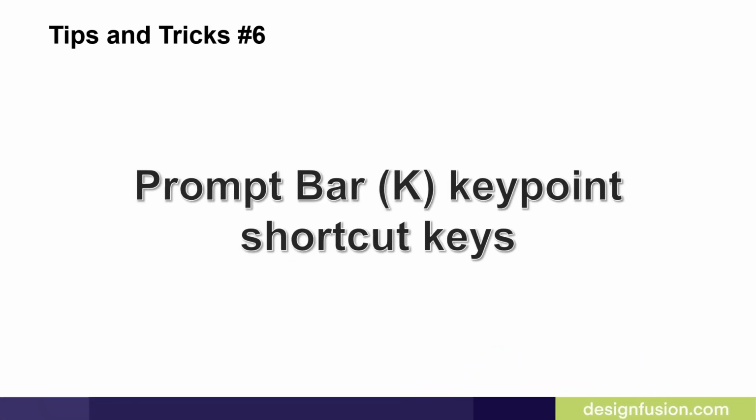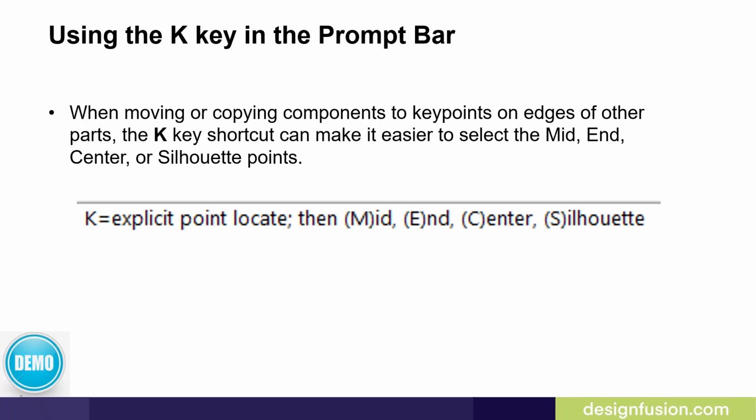The next tip and trick is actually shown right on the prompt bar. In certain cases, it's the letter K, which is the key point shortcut keys. So let's have a look at this. When moving or copying components to key points on edges of other parts, the K key shortcut can make it easier to select the mid, end, center, or silhouette points. And as I said, this is listed on the prompt bar. Although a lot of people don't look at the prompt bar, there's some great tips and tricks and shortcuts shown there. So let me demonstrate this in Solid Edge.